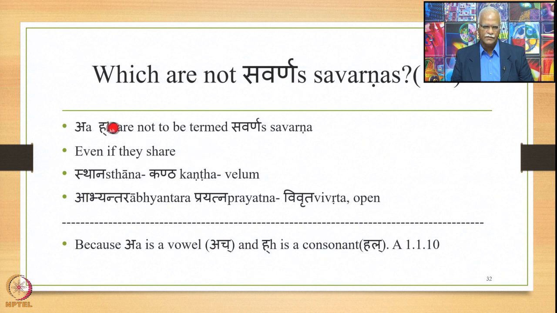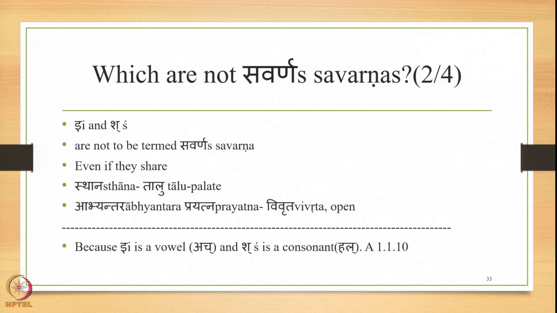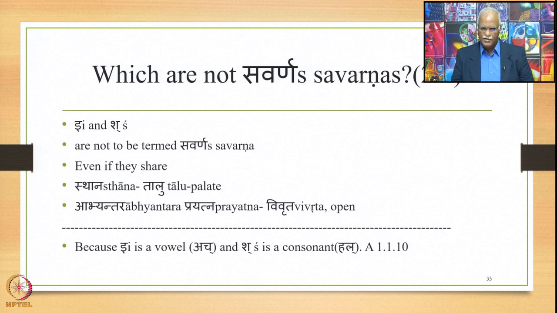That's why a and h are not to be termed as savarṇas of each other. Very crucial fact. Similarly, e and sh are not to be termed as savarṇas of each other, even if they share sthana, namely talu, and abhyantara prayatna, namely vivruta, because e is a vowel and sh is a consonant. In accordance with 1-1-10 nājjhalau, e and sh are not termed as savarṇa of each other.